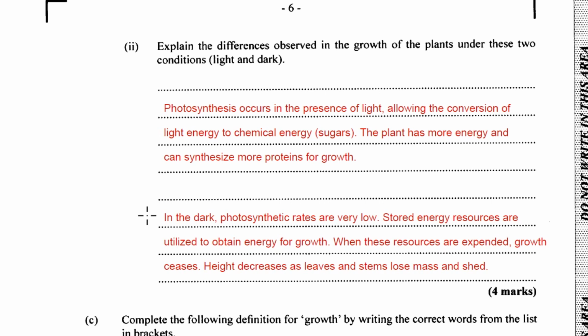But at a point, these resources are going to be expended and no more growth is going to occur. It's going to cease. So the height is going to start to decrease, as it starts to wilt, as leaves and stems lose mass and start to shed. So as a result, that's what caused the drop in height in the graph.